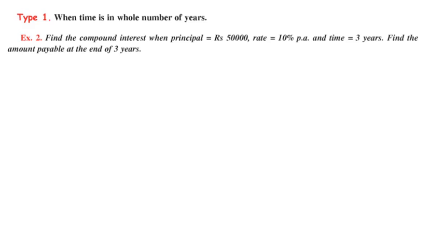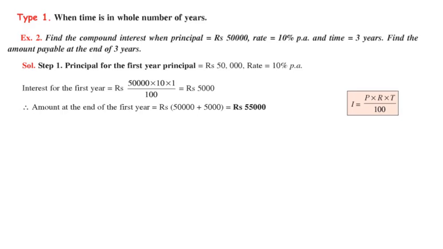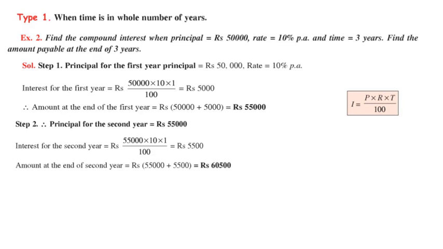Now let us see one more problem. Here again we have to find compound interest. Principal of 50,000 is given, rate of interest is 10% and time is 3 years. The formula we know, we will use I equal to PRT upon 100. Again we proceed in the same manner. First we will find the interest for the first year. Add this interest to the principal so that the amount at the end of the first year will be 55,000. Now we take this 55,000 as the principal for the second year and calculate the amount at the end of the second year, which is 60,500.